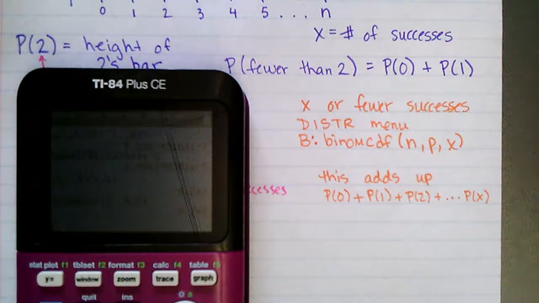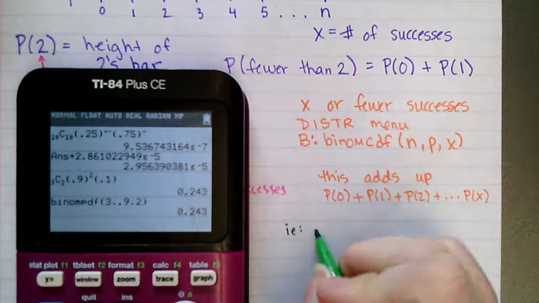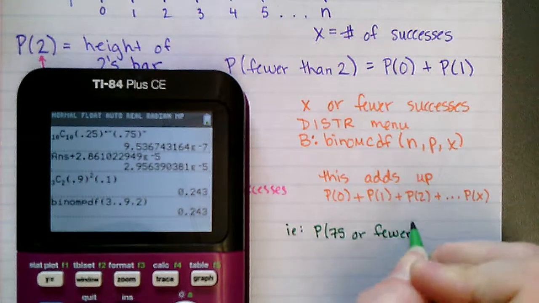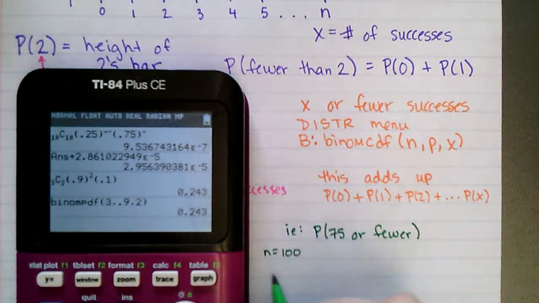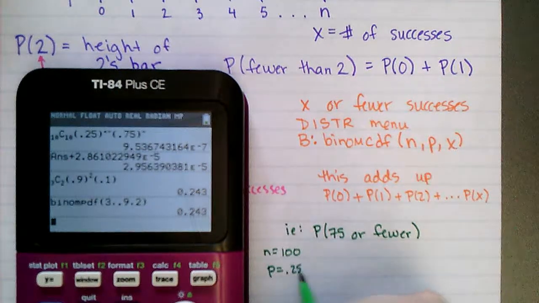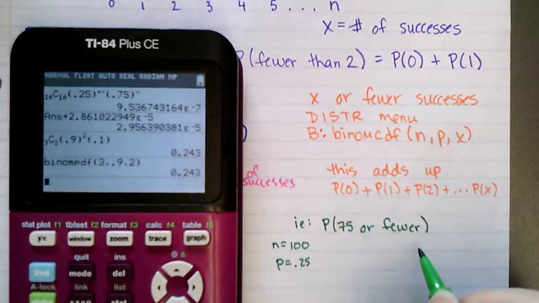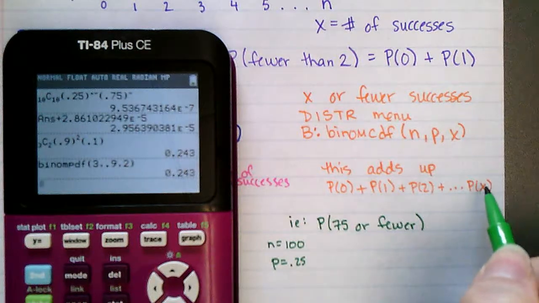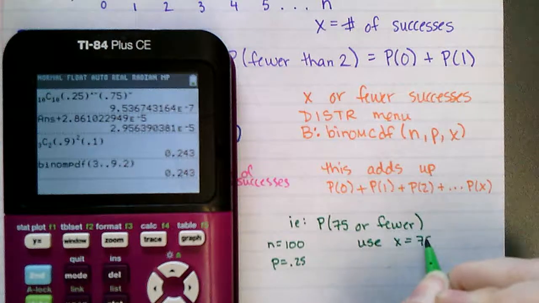So let's say, for example, if I wanted the probability of 75 or fewer, let's say our number of trials is 100, our probability of success is 0.25. So if I want 75 or fewer, because remember it's going to add up 0, 1, 2, 3, all the way up to X. So if I'm including 75, I will use X equals 75.